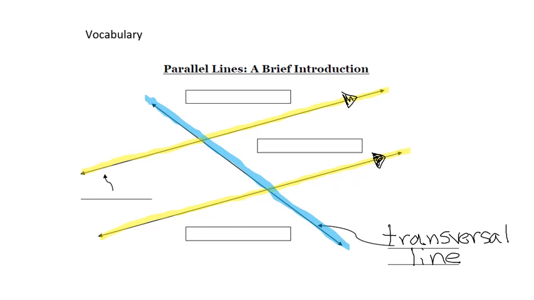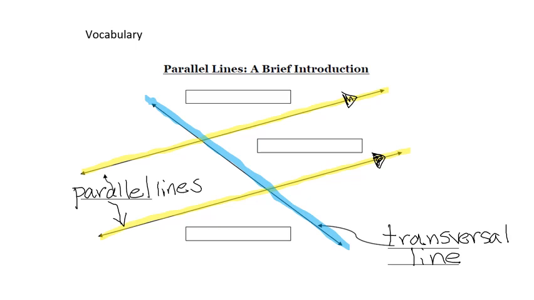So what we'll call these over here with this other arrow is parallel. And I'll put another arrow here, lines. So that's some basic vocabulary.